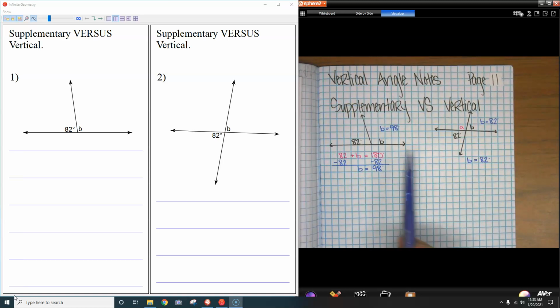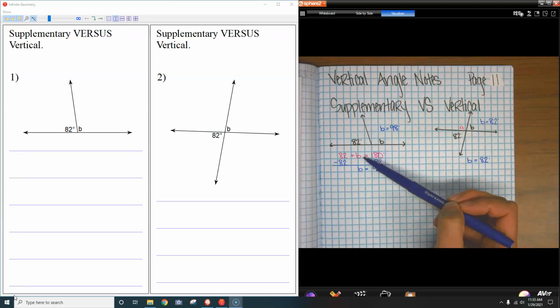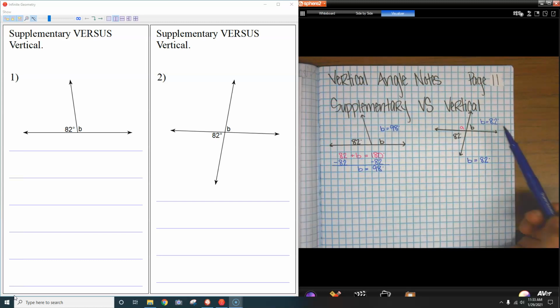The difference between supplementary and vertical is that supplementary angles add to make 180, but vertical angles are equal to each other. So in this example, for supplementary, we had to subtract 82 from 180 to find the missing angle. To find the missing angle for vertical angles, it equals whatever its opposite angle is.